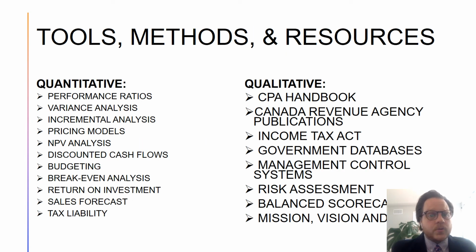So with respect to tools, methods, and resources, again, we have both quantitative and qualitative resources at our disposal when we're looking to analyze and solve an accounting capstone project. And really what I would urge you to do is first consider the core competencies of a CPA, both the enabling competencies and the technical competencies, and think about how they relate to your project. So specifically with respect to the technical competencies, again, we have financial reporting, management accounting, taxation, finance, audit and assurance, and strategy and governance.